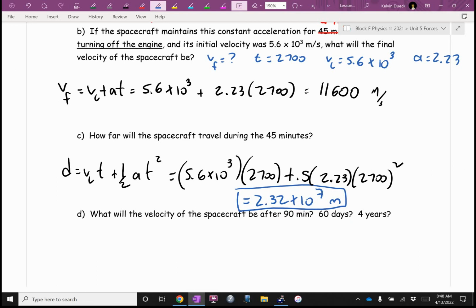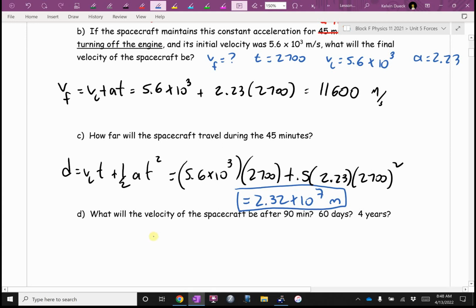What did I underline? Turning off the engine. How fast is he going after 90 minutes or 60 days or 4 years? Same speed. Which same speed? 2.3. Oh, so yeah.